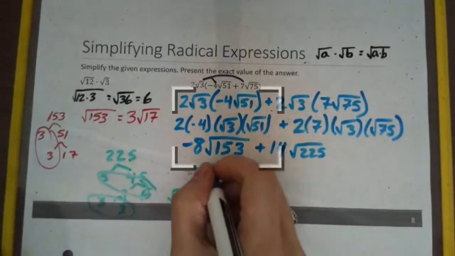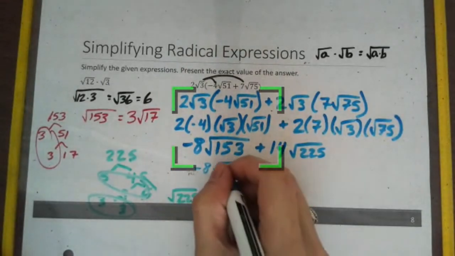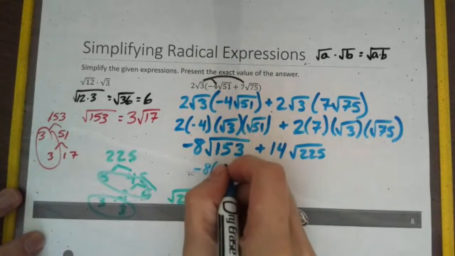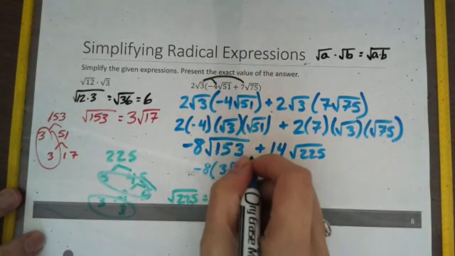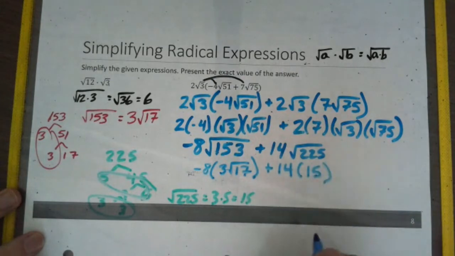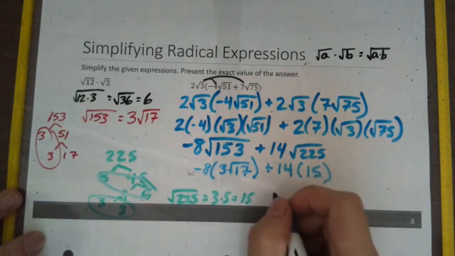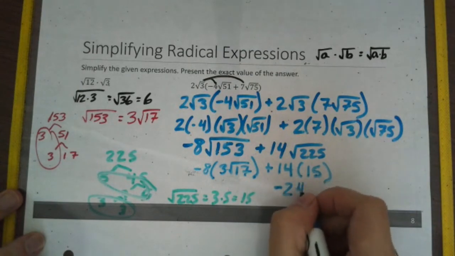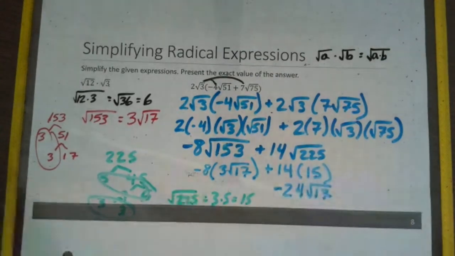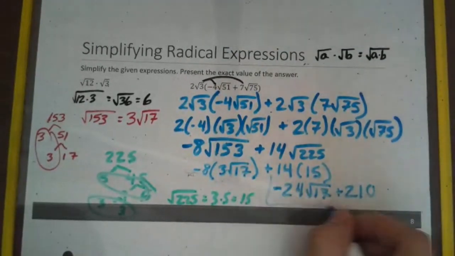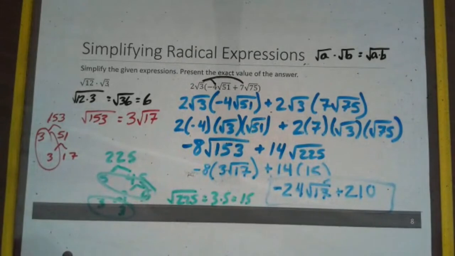So I have -8 times, replacing it, 3 times the square root of 17, plus 14 times 15. -8 times 3 times the square root of 17 is -24 times the square root of 17. And then 14 times 15 is equal to 210. That is as simplified as this gets.